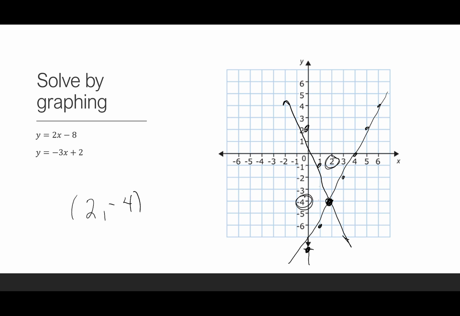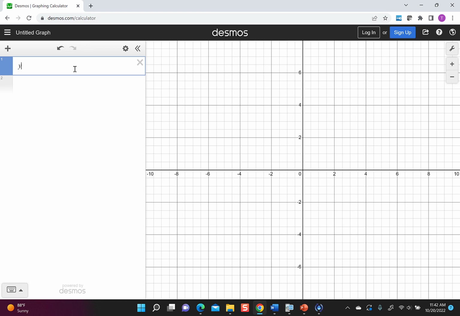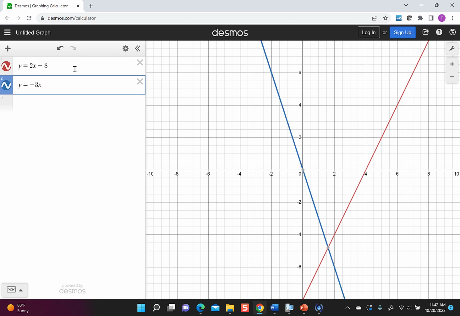Now for me, because I'm not a good drawer, I would probably put this into technology, so let me show you what that looks like too. So I'm in Desmos, I'm typing y is equal to 2x minus 8. Then I'm typing y is equal to negative 3x plus 2. You can probably see this point of intersection and you can click on it so I can see (2, negative 4). It just looks better when I have technology do it. I would never try to actually graph anything by hand. I would rely on technology, but it does verify the answer and I really like that.